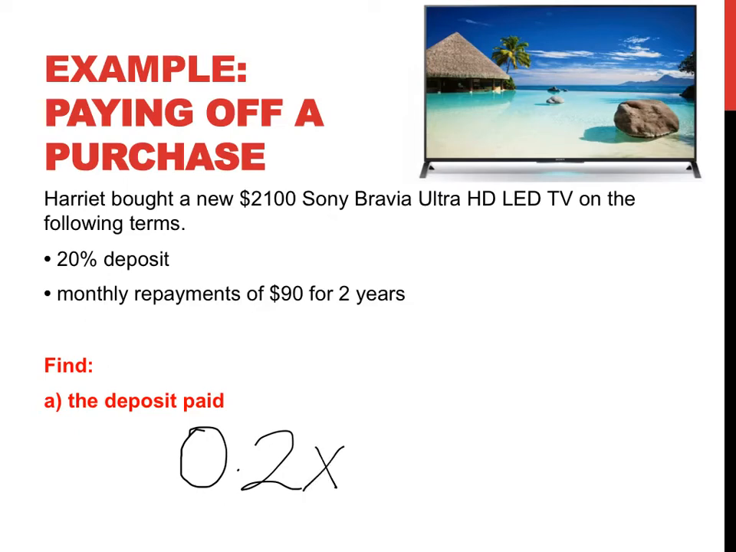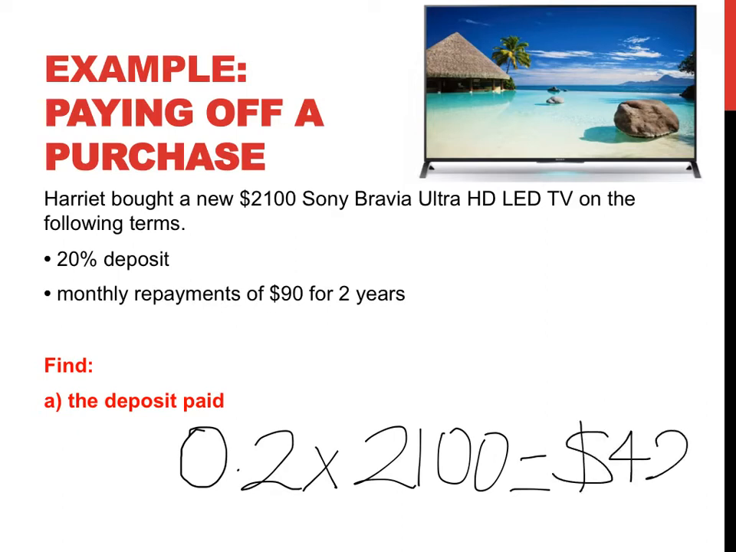And it's 20% of. Remember, of means times. Oh, I wrote that wrong. 20% of 2,100. And if I put that into my calculator, I get an answer of 420, which means $420 is my deposit. Okay, that looks about right.